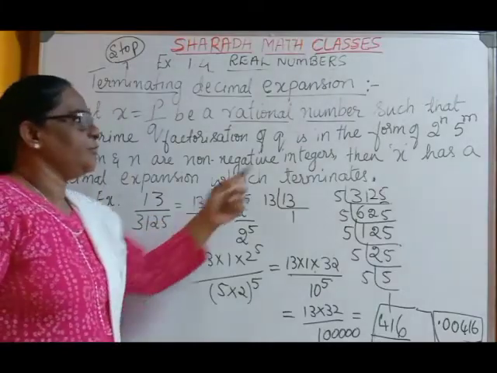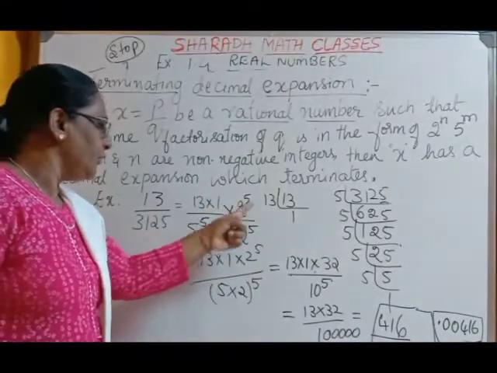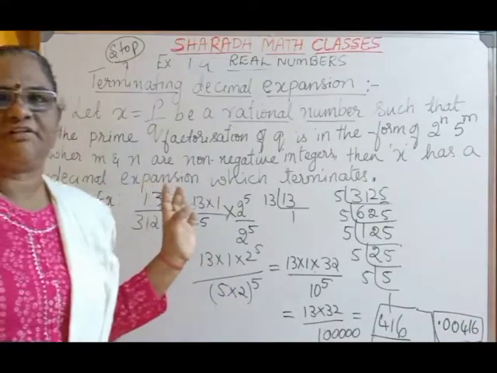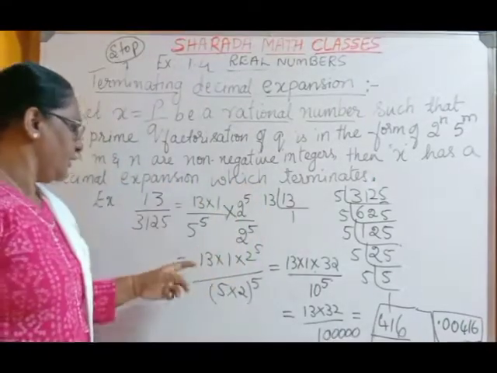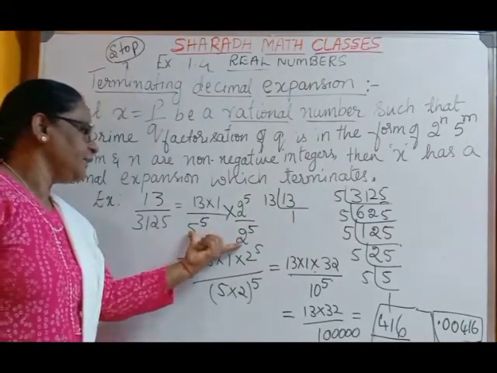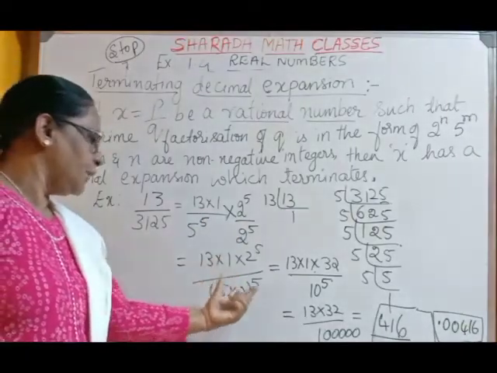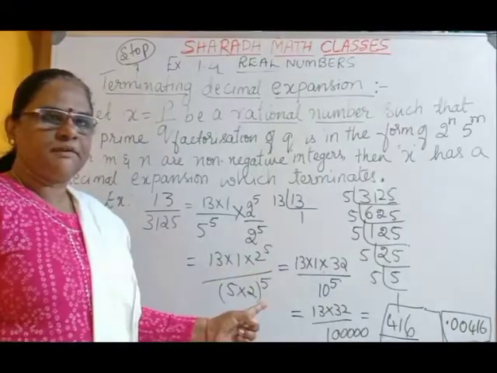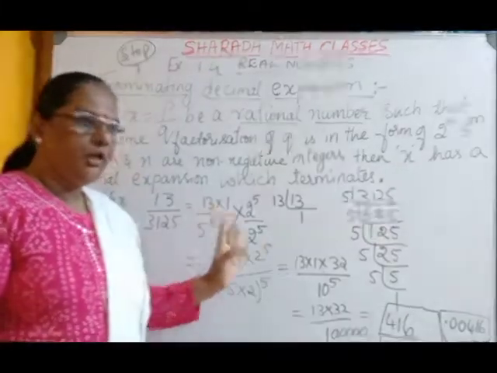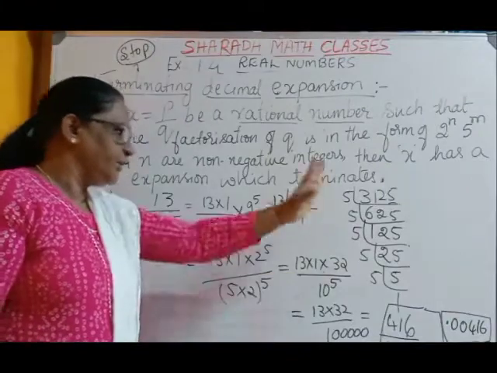So here you have only 5, but I want 5 and 2 both. What I am going to do is multiply both numerator and denominator by 2 to the power of 5, so that there is no change in the value. Now 13 into 2 to the power of 5 divided by 5 and 2 with the same powers, so you can write it as (5 times 2) to the power of 5. This can again be written as 13 into 2 to the power of 5, which is 32, that is 2 into 2 into 2 into 2 into 2, divided by 10 to the power of 5.